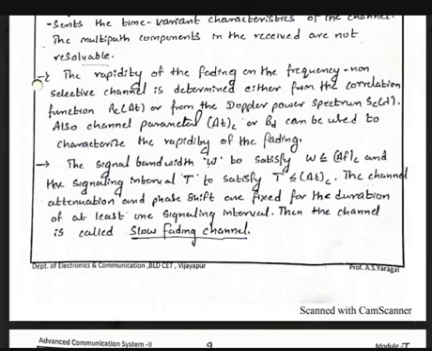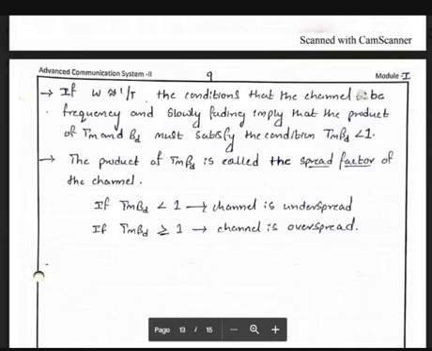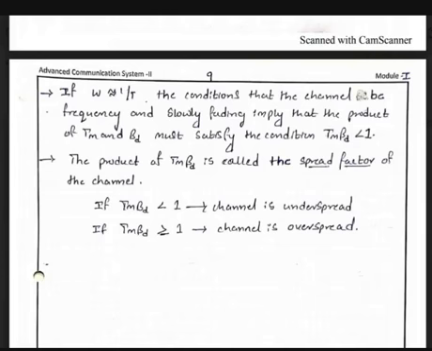Now if W, the transmitted signal bandwidth, is approximately equal to 1 by capital T, or inversely proportional to T, then the condition of the channel is frequency non-selective and slow fading. Then the product of TM and BD must satisfy the following condition: TM into BD should be less than 1. This TM into BD is nothing but the spread factor of the channel.